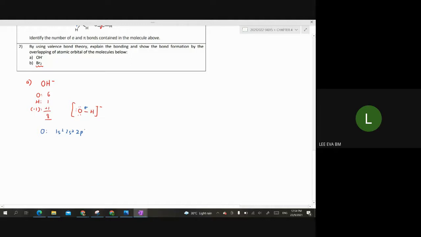2p. For sure, right? 2p2. 2p2? Oxygen? 2p3. 2p3. Madam salah. 2p4. Because 1s, 2s2, so now 2p4. Wait. 2p4. What? Oh, I mistaken. Alright, sorry. 2p4 betul. Kelakar.